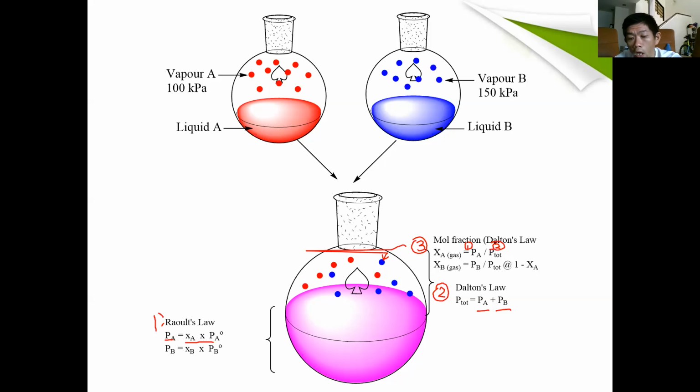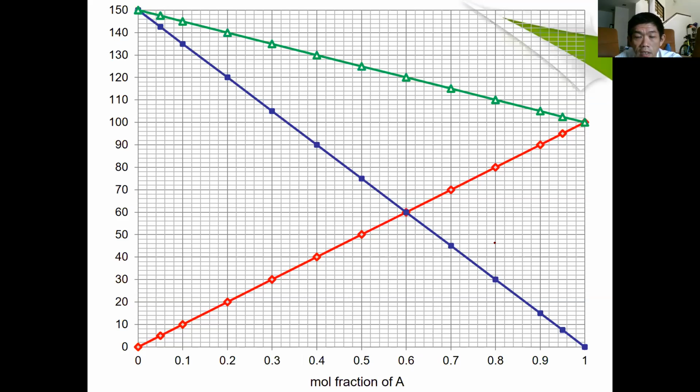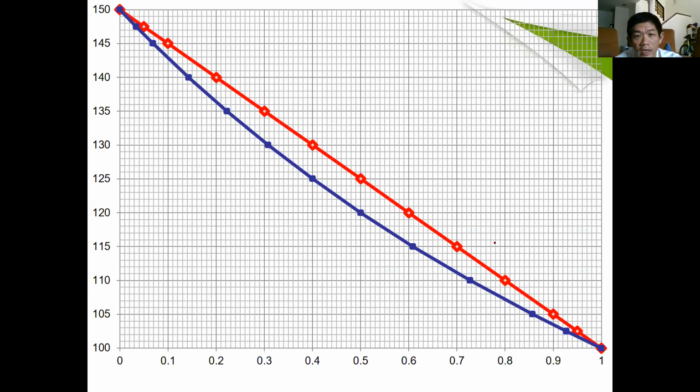Okay, so when we apply the equations, we are able to get this graph, as I already mentioned last week. That is why this graph is called a vapor pressure composition graph. In a vapor pressure composition graph, everything above the curve is liquid, and everything below the curve is gas.